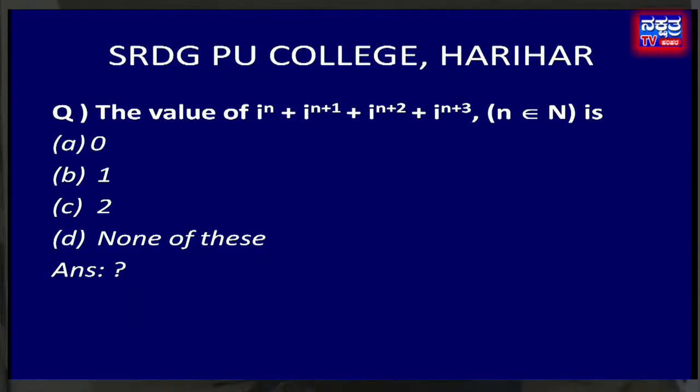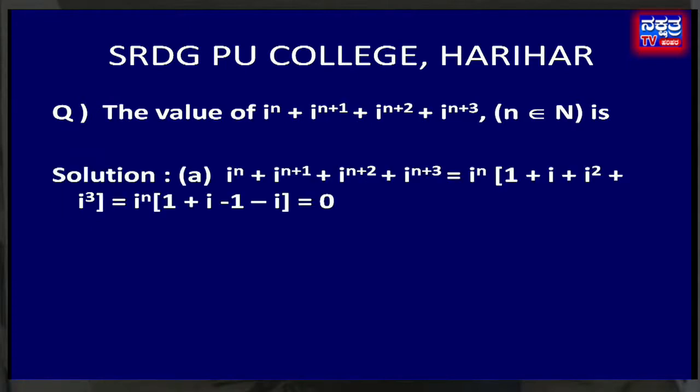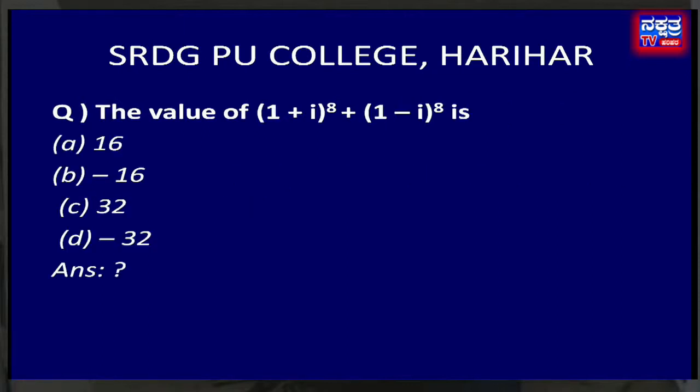The value of i power n plus i power n plus 1 plus i power n plus 2 plus i power n plus 3, n belongs to N. If you see the solution, here the answer is 0 because the sum of 4 consecutive powers of i is always 0. So for any 4 consecutive powers of i, it will become 0 only. So we have to remember this thing and we will move to the next question.